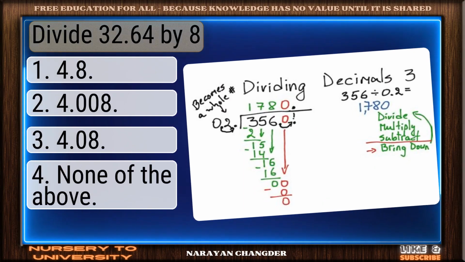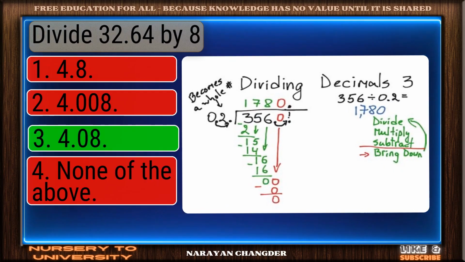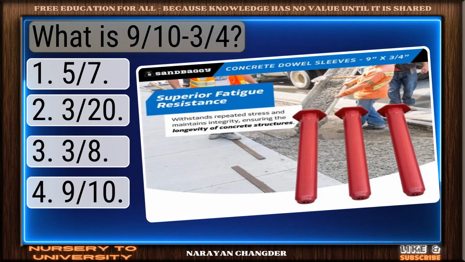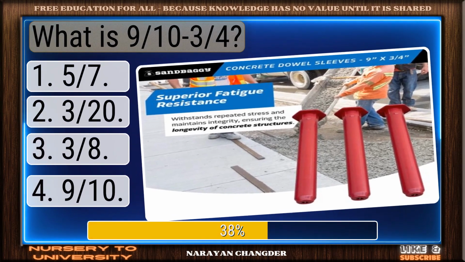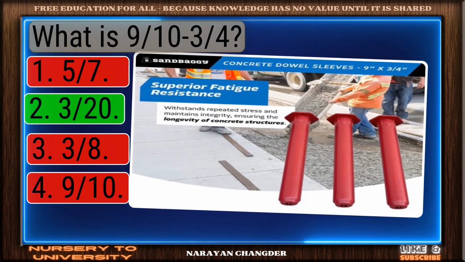Question number 226, divide 32.64 by A. On track, 4.8 is the correct answer. Question number 227, what is 9 10 3 by 4? Sharp thinking. Third 20 is the right choice.